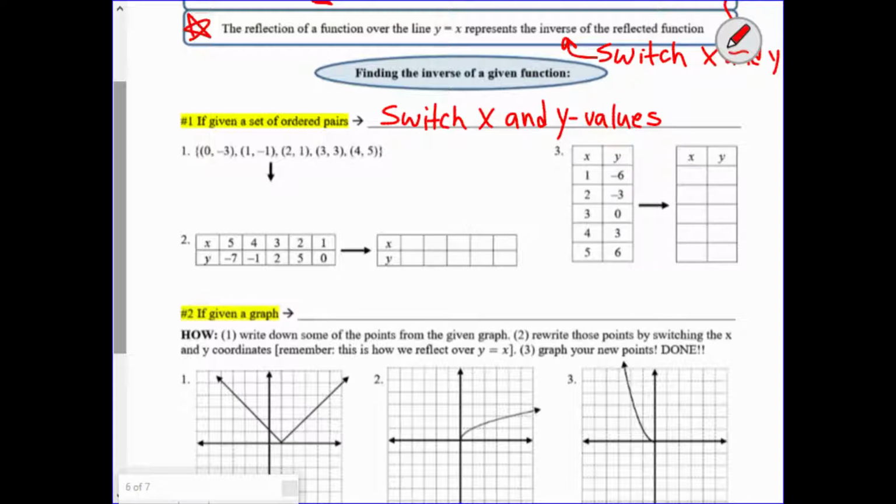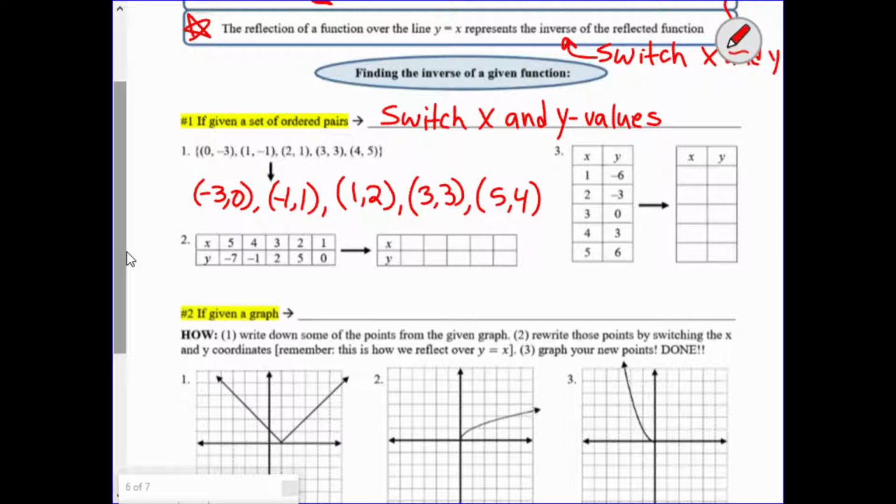So let's start with example number 1. Our first point was 0, -3. What would our inverted point be? -3, 0. Next, 1, -1 becomes -1, 1. Next, 1, 2. Next, 3, 3. Next, 4. When you just have a string of numbers, if they're in ordered pairs, you're literally taking the definition of reflecting over y equals x and applying that, switching x and y.